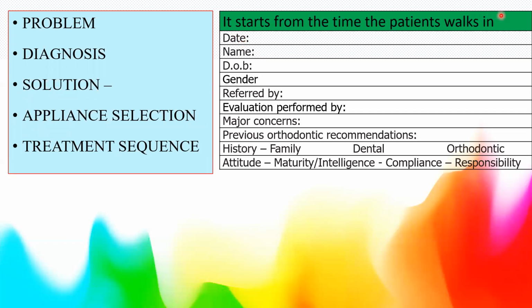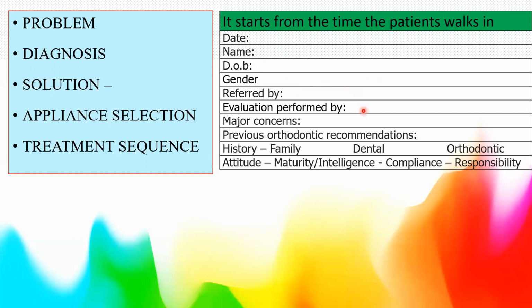the patient walks in. When you collect his name, you get his date of birth. That tells you where the growth is. The gender tells you where the female is, where the male is, where the growth spurts are. Referred by tells you about your marketing. And please, you need to master marketing because that's where you want more of those patients.